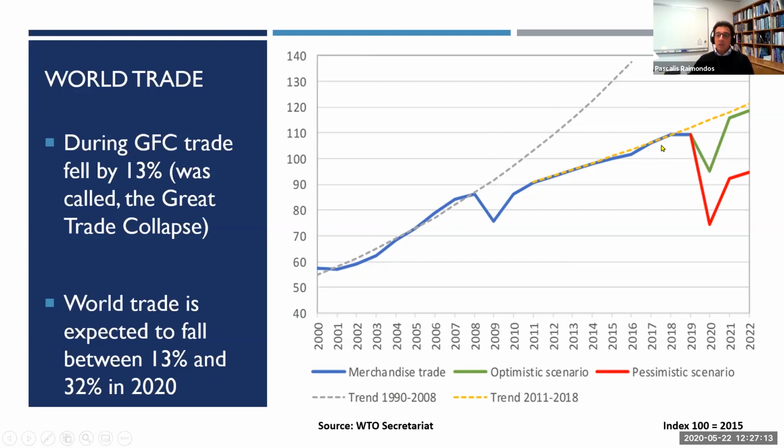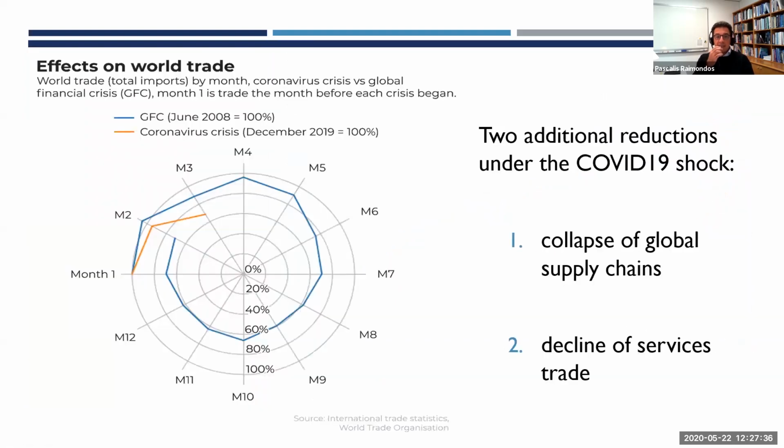So the question is, what is going to happen now? The projection is either going to be the green recovery or the red recovery. The green projects a fall of 13%. The red projects a fall of 32% in 2020. So what is it that makes it likely that this red line will happen? And of course, now this is real data, not projections.